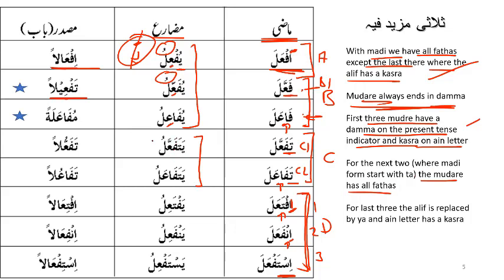So that's this point. For the next 2, C1 and C2, which are basically tafa'ala and tafa'ala, the mudare has all fathas. And then for the last three, the alif is replaced by ya and ain letter has a kasra. So for the D category, the ain letter has a kasra, and the alif kasra, think of it as a weak alif, that is dropped. So in general, when we go from madi to mudare, the alif is dropped.